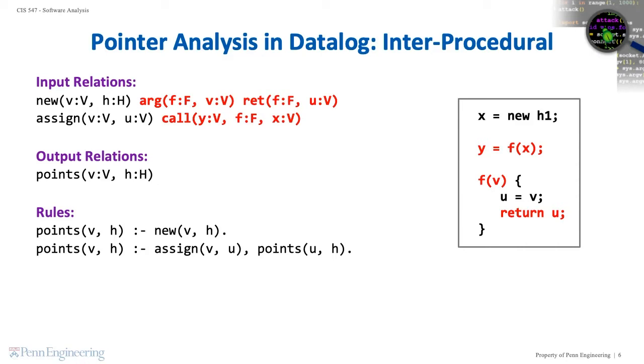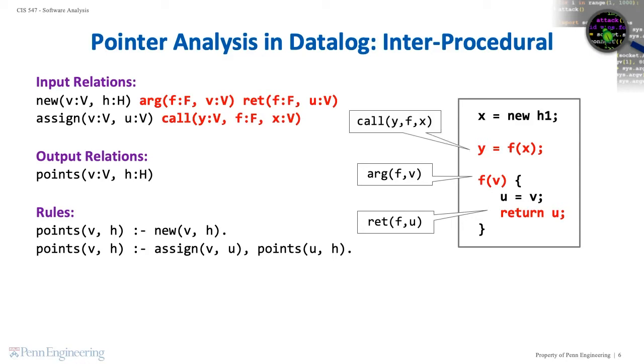So, for our example program, we would include the following tuples. Tuple (f, v) in the arg relation, tuple (f, u) in the ret relation, and tuple (y, f, x) in the call relation.